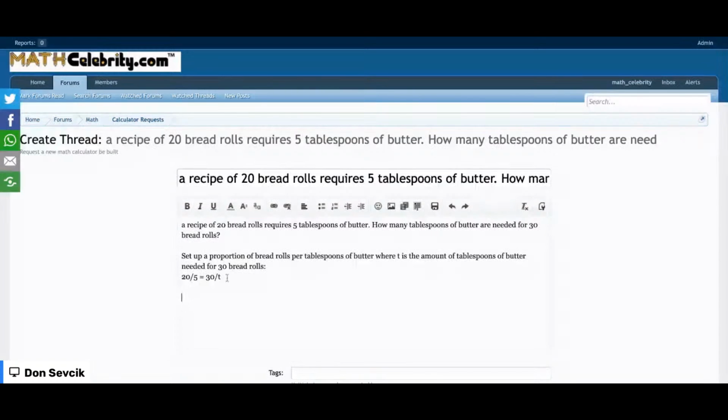So I'm going to go off screen here. I'm going to paste all this in from our calculator so you can see how this works.